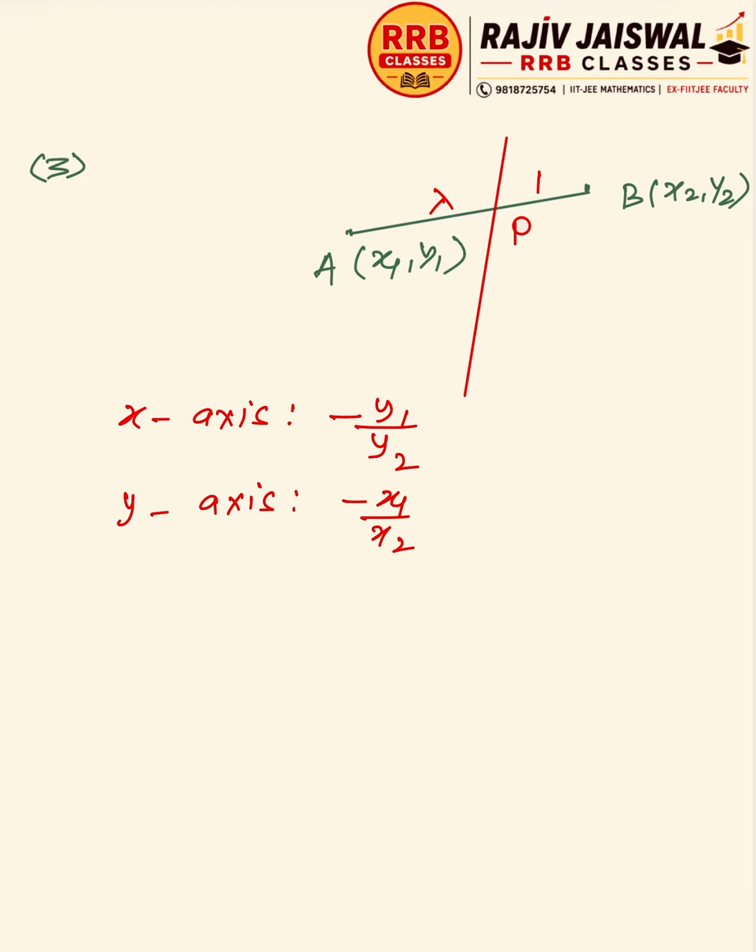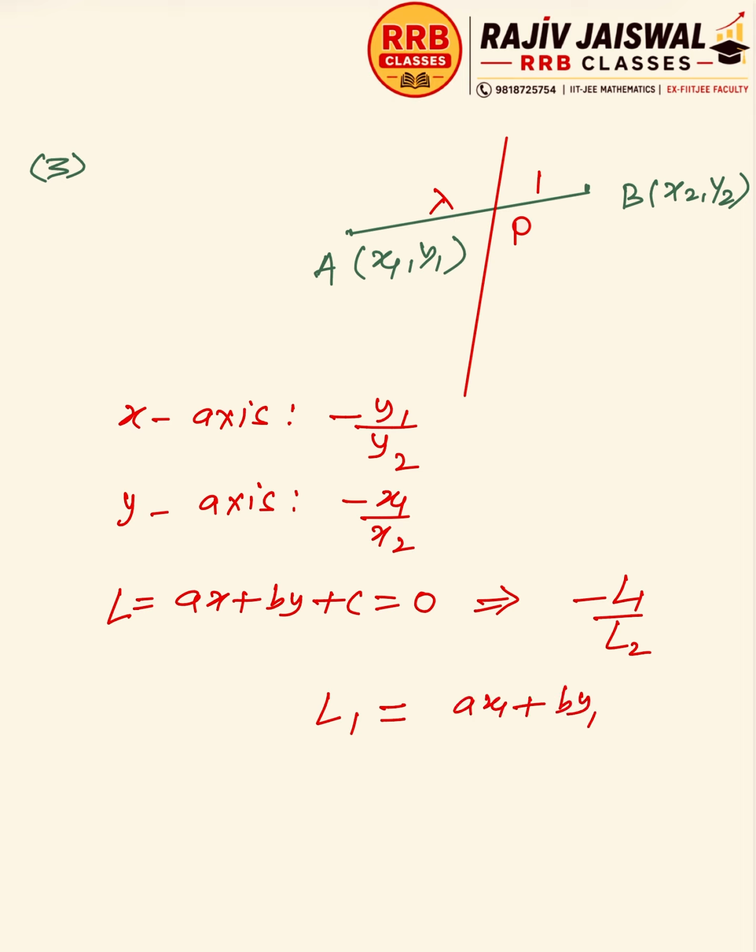And suppose this is any line, L is equal to ax plus by plus c equal to 0, then the required ratio is minus L1 by L2. What is L1? You can obtain this L1 by just putting the point A in the expression of the line, which is ax1 plus by1 plus c. This is L1. And L2 is what? ax2 plus by2 plus c. So the required ratio is minus L1 by L2.